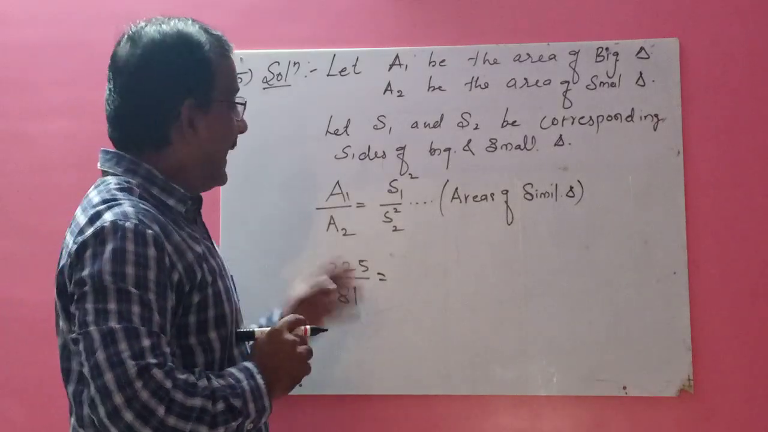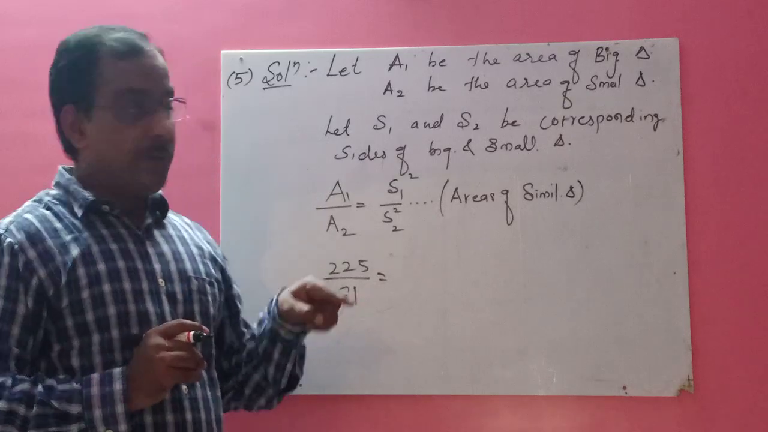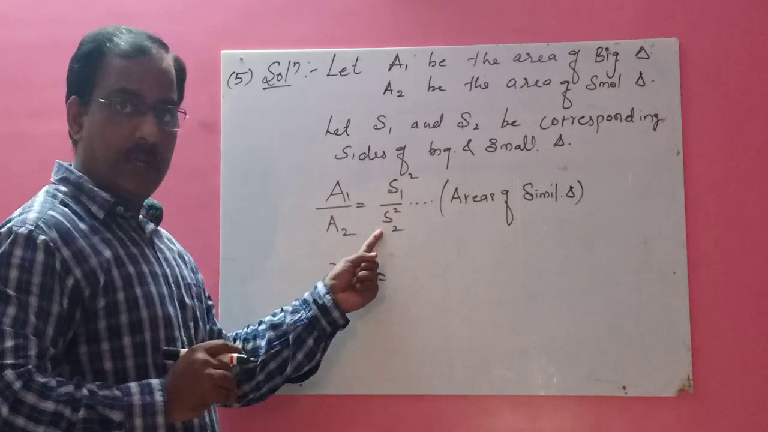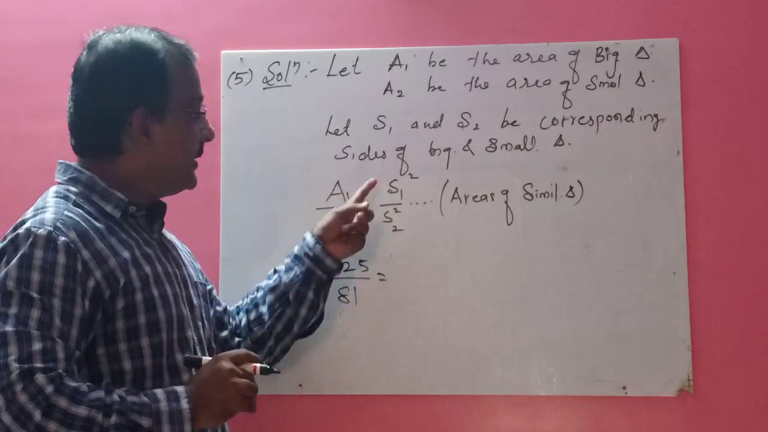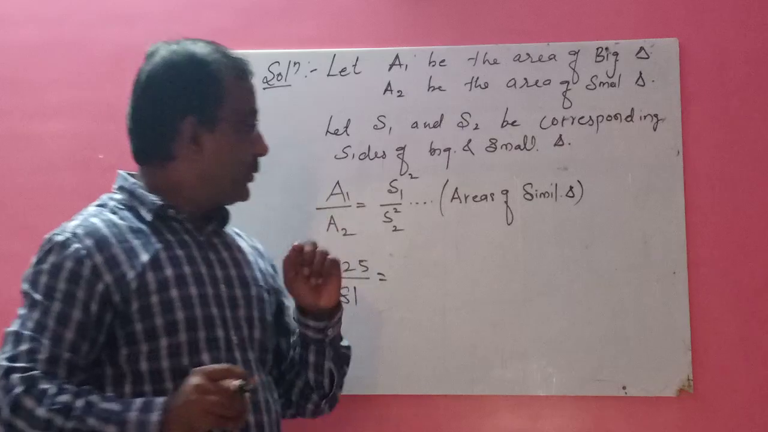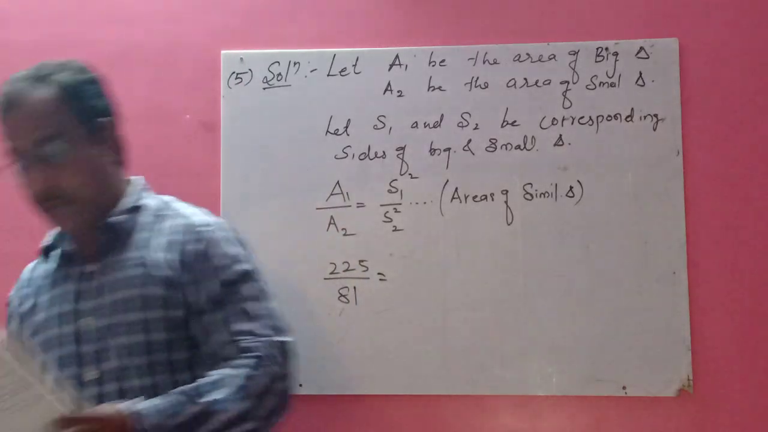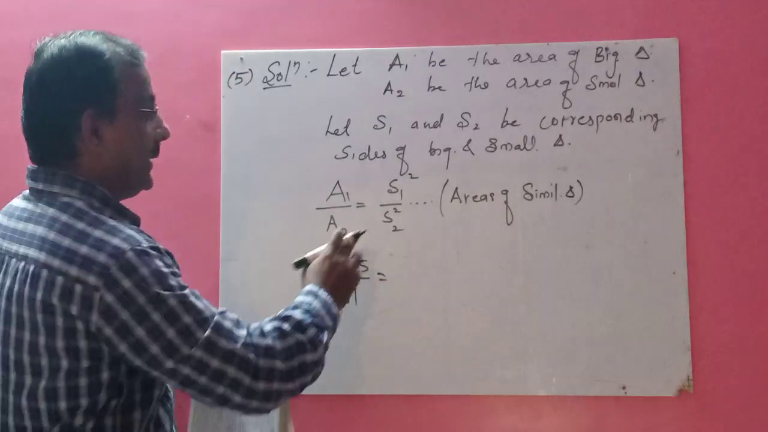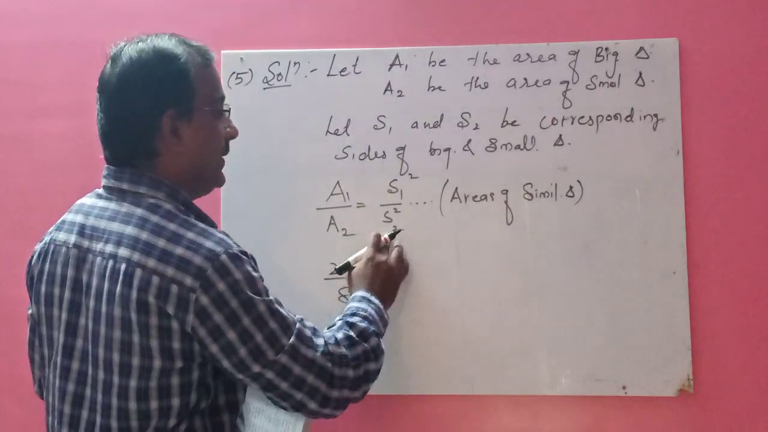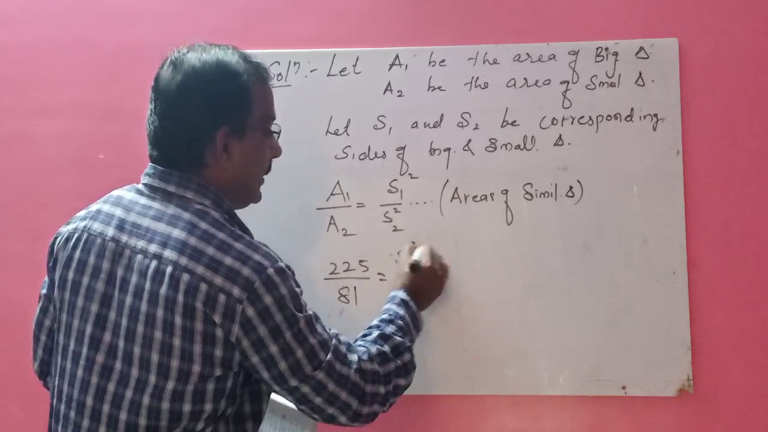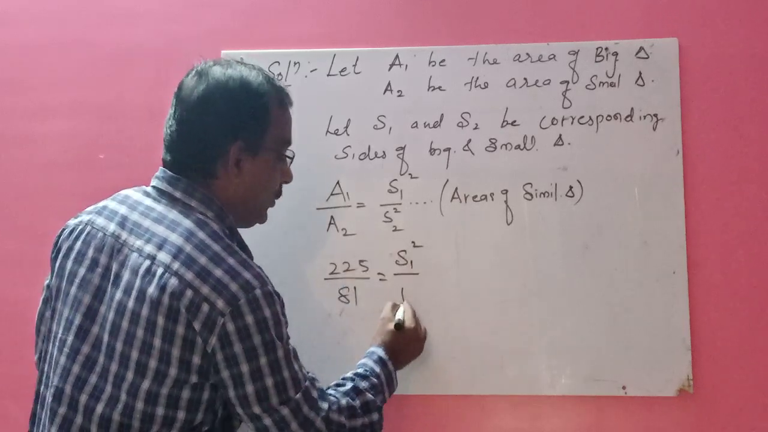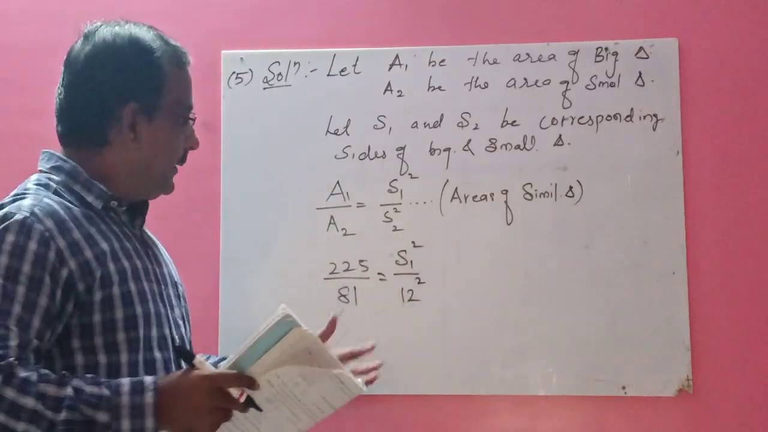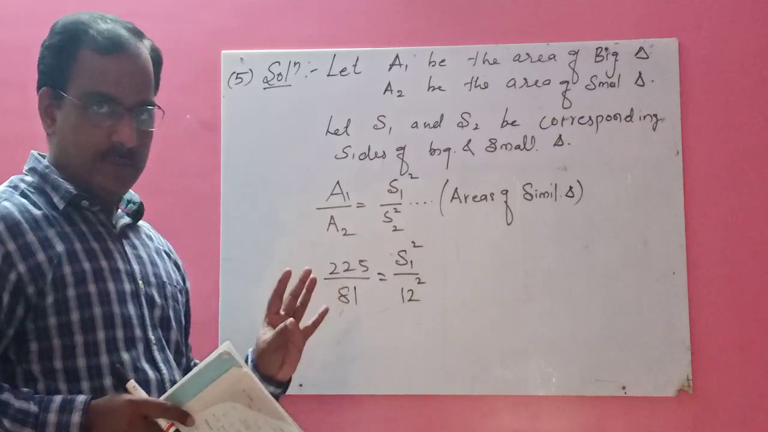Then the side of smaller triangle is given. So out of these two, I said that S2 be the side of smaller triangle. Okay, this is given, this we have to calculate. S2 is given how much? S2 is given here 12. If a side of smaller triangle, so S2 is the side of smaller triangle, which is given 12. Write S1 square as it is, and here you should write down 12 square. Okay. Now here we need a calculation.